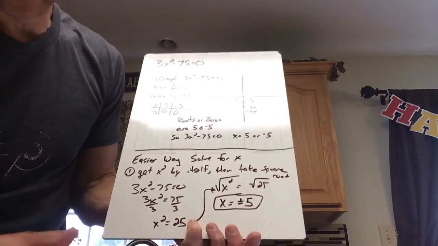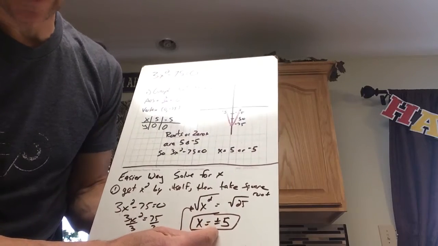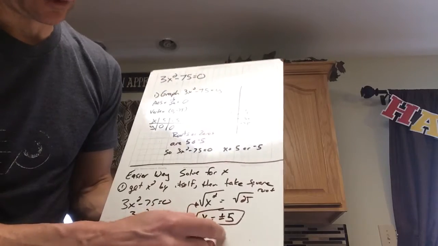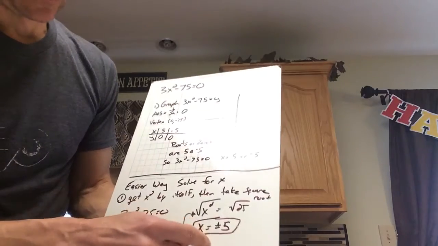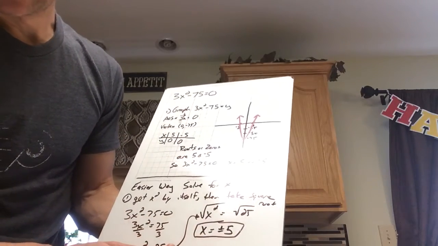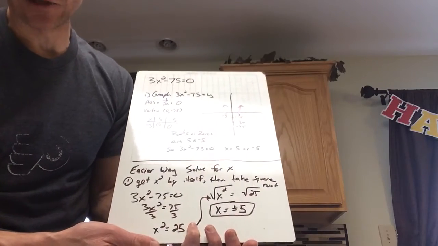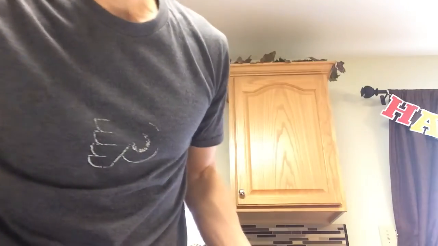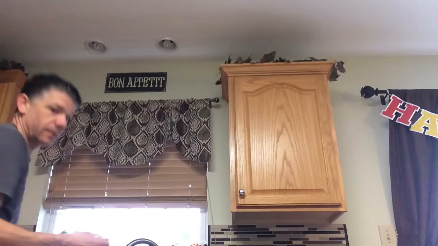Don't forget, when we introduce a radical sign into the problem, we've got to deal with the positive root and the negative root, so we get plus or minus 5. There are your solutions. Again, they would be the values where we cross the x-axis. They're called the roots. Really that simple. We just basically isolate the x squared and take the square root of both sides. And we found our roots.